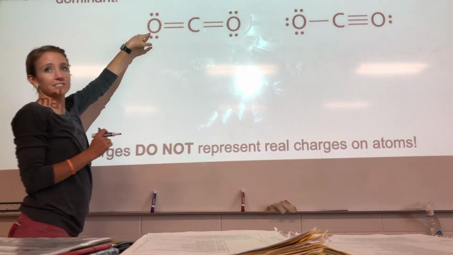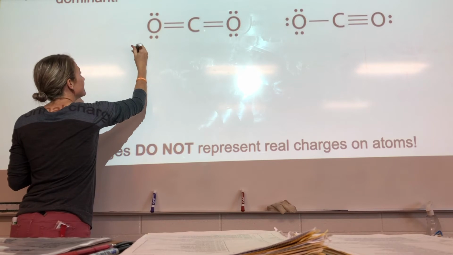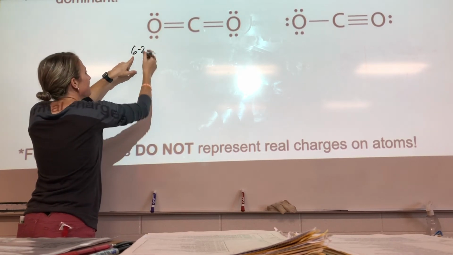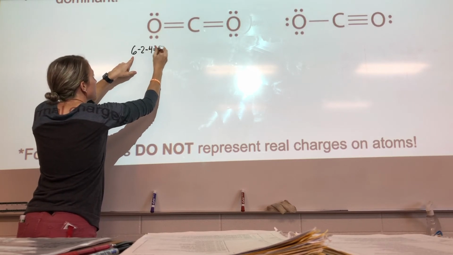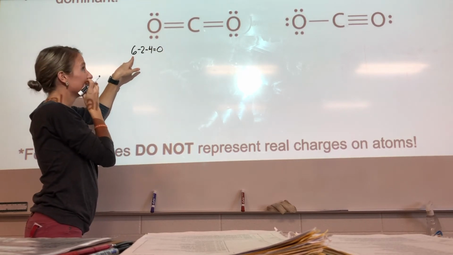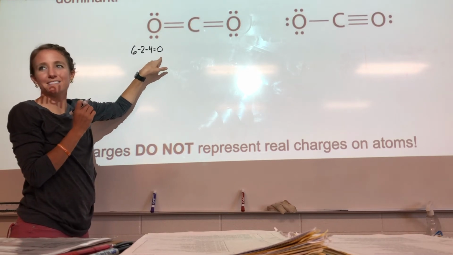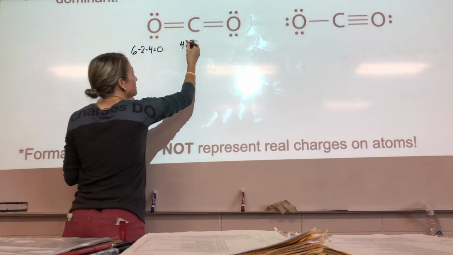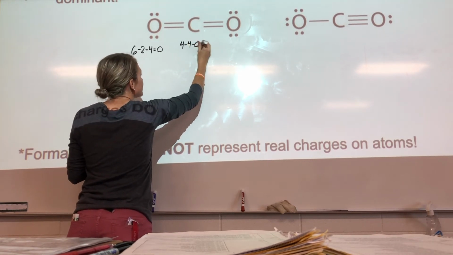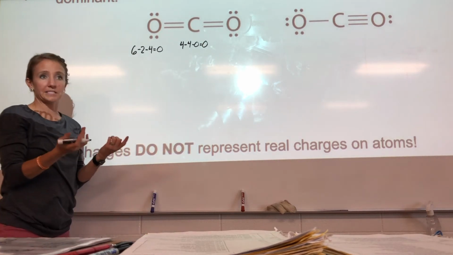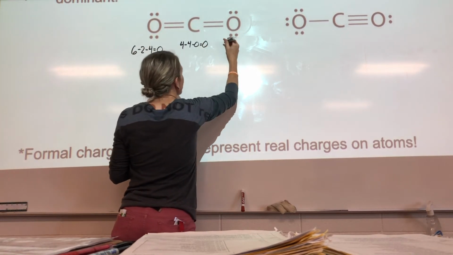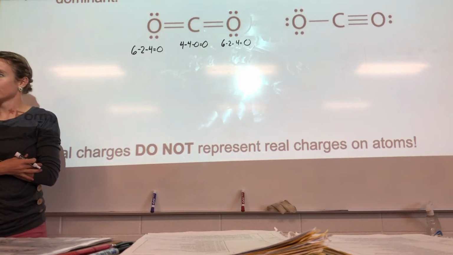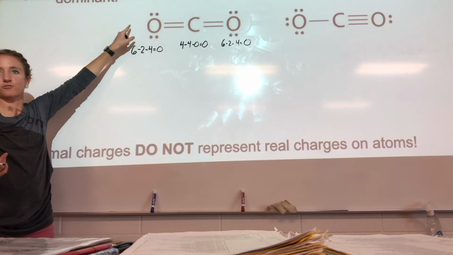So how many valence electrons does oxygen have? 6. So we're going to take 6 minus lines. 2 lines. How many dots? 0. Okay? Formal charge wants to be at 0. Carbon has 4 valence electrons, minus 4 lines, 0 dots. Is that 0? Same thing over here. All 0. Obviously, that would mean that this is the correct structure.